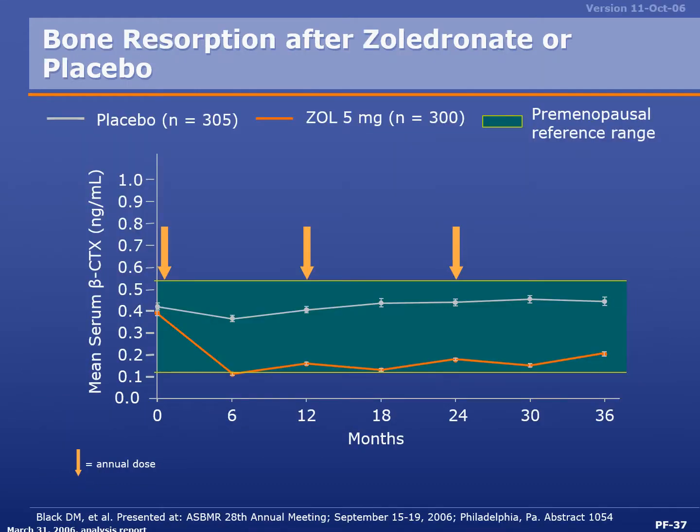So this is just now going to humans, showing that the same sorts of things work. This is a study with the intravenous bisphosphonate, zoledronate, and so it's given as injections once a year in this particular study. And what's been measured in patients treated with zoledronate, shown in orange, and in patients given no active treatment, shown in white, is a biochemical measure of bone resorption activity.